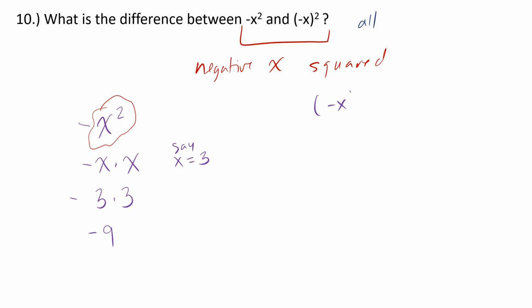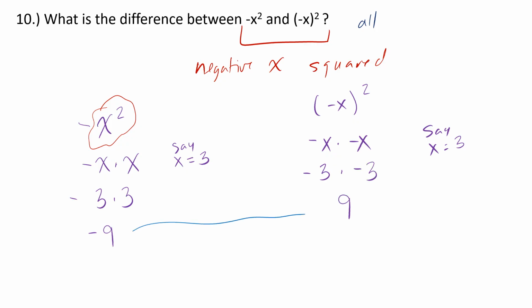This one, however, the negative is in the parentheses, meaning the negative is getting grouped with the x, and the exponent then is applying to both the negative and the x. So this one would be -x times -x. So once again, let's say x is equal to 3. In this case, you would have -3 times -3, or +9.